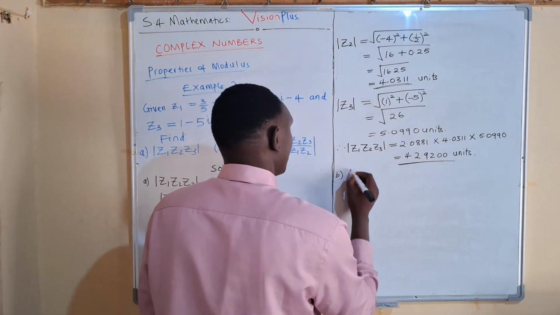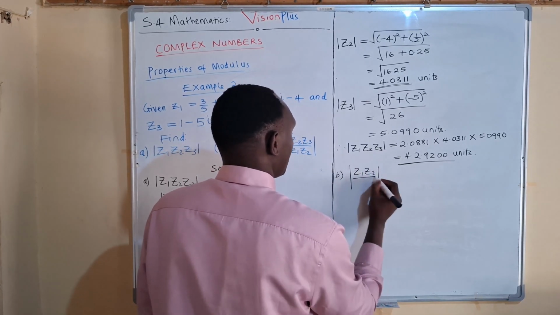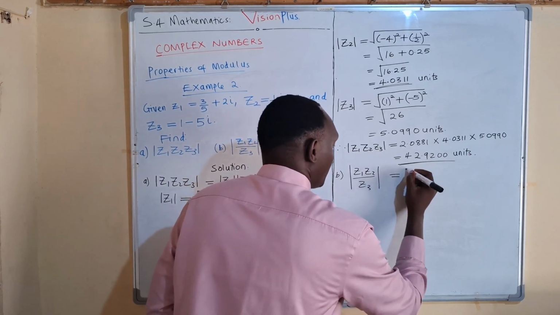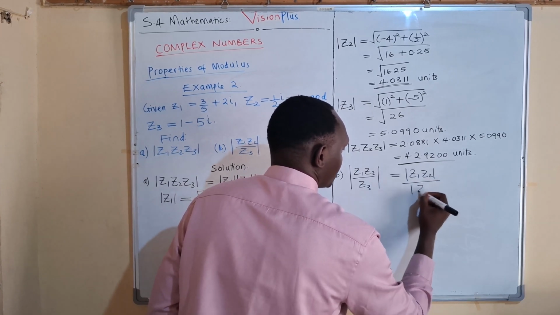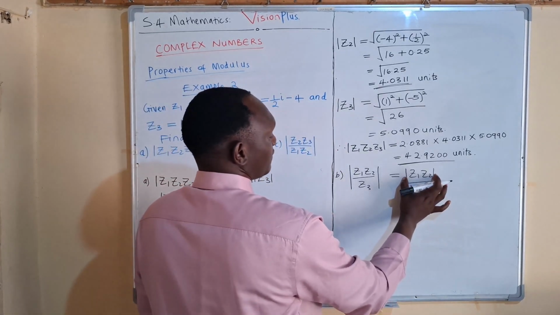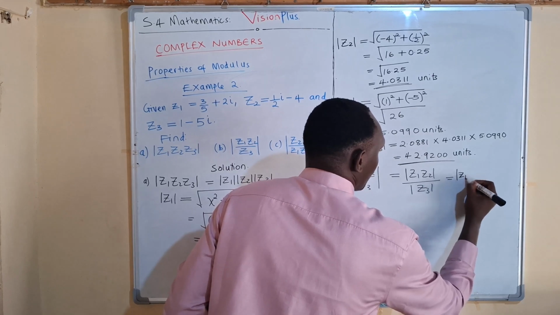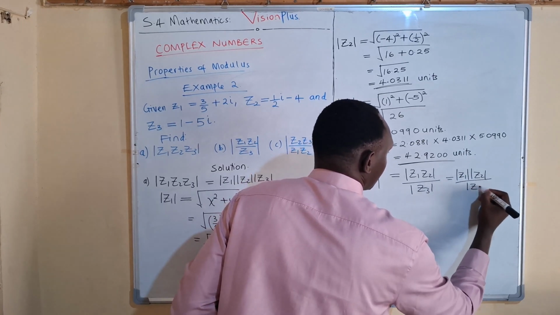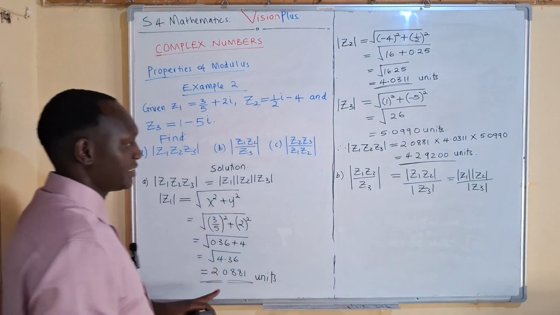Part B says that we are given the magnitude of Z1, Z2 out of Z3. Remember, this is the same as the magnitude of Z1, Z2 divided by the magnitude of Z3, from that second property of modulus. And again, we can apply the first property since we are multiplying the numerators. This is also the same as the magnitude of Z1 times the magnitude of Z2 out of the magnitude of Z3.